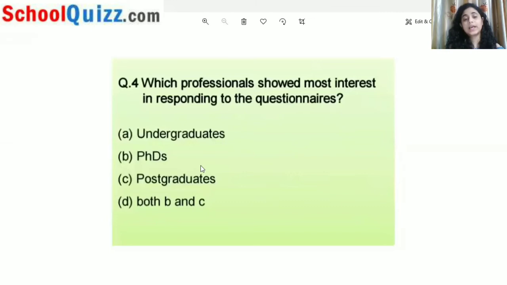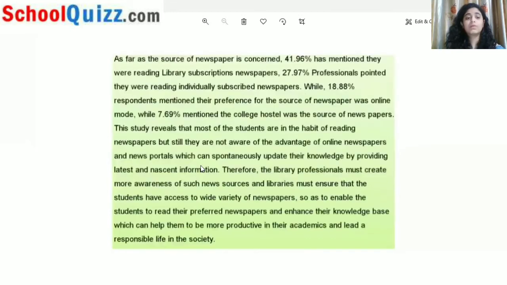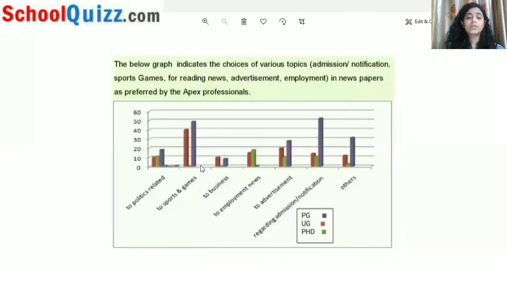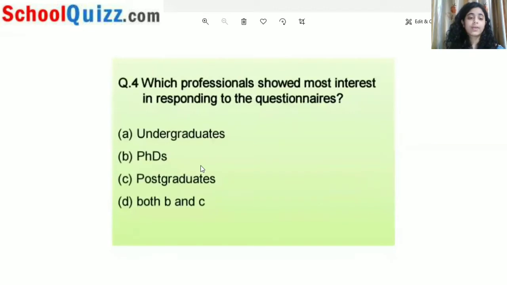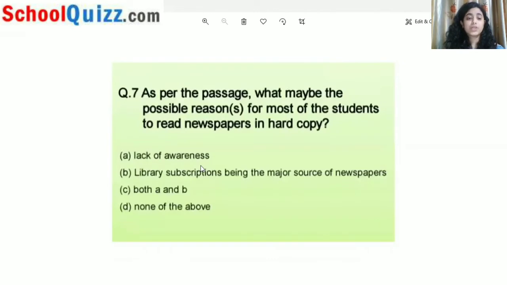So now moving on to our next question. Which professionals showed most interest in responding to the questionnaires? Which professionals are given over here? Undergraduates, PhDs, postgraduates, and both B and C. So who's giving more response? We can check over here. I guess the purple one is giving the most response, that is PG. After that, both are normal. So the correct answer is C, postgraduates. Now, moving on to the next question.